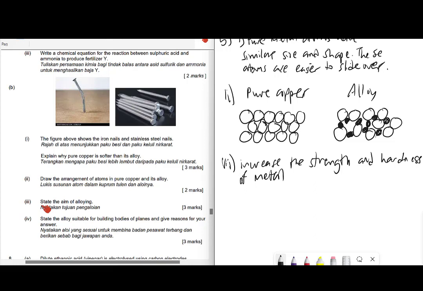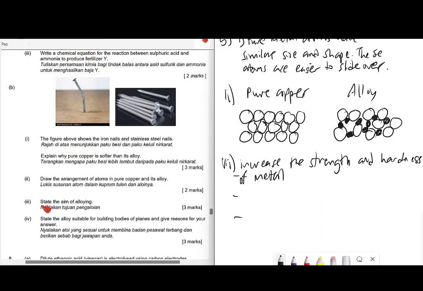Okay, so that's your first point. We want 3 points. Besides making it stronger and harder, what else can we do? Of course, you know that besides copper and bronze or brass, we also have another one. We call it pure iron. Then what is the name of the alloy that comes from iron? We call it stainless steel.